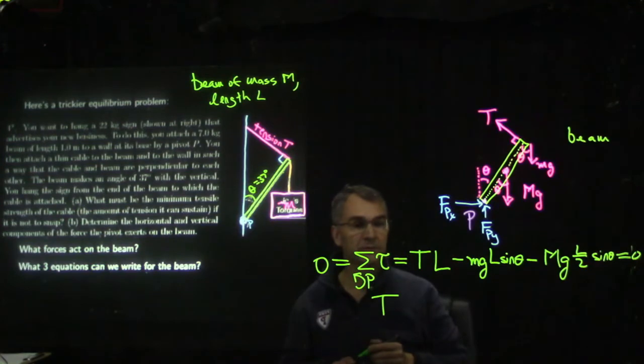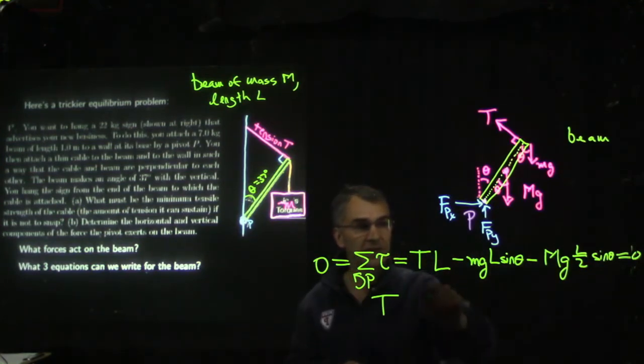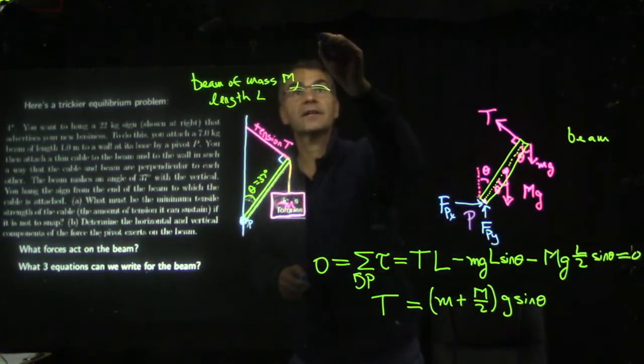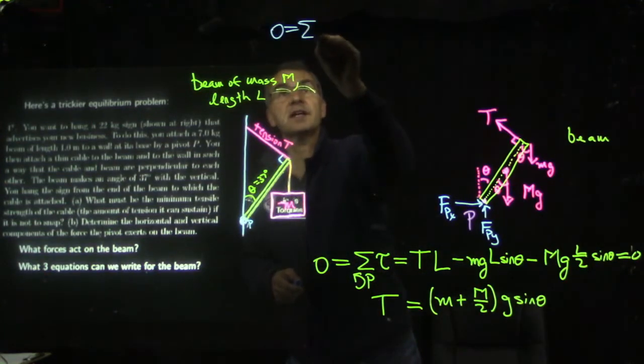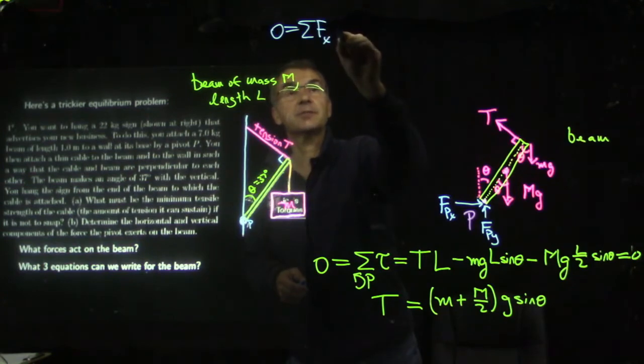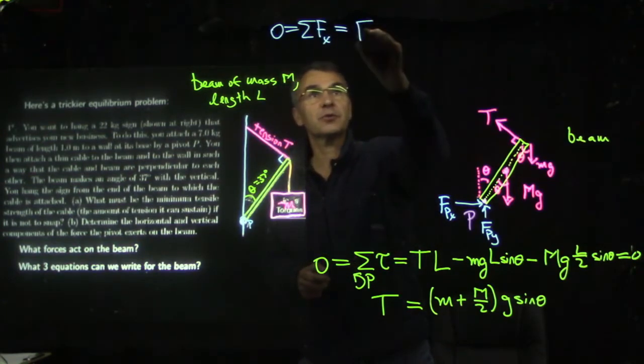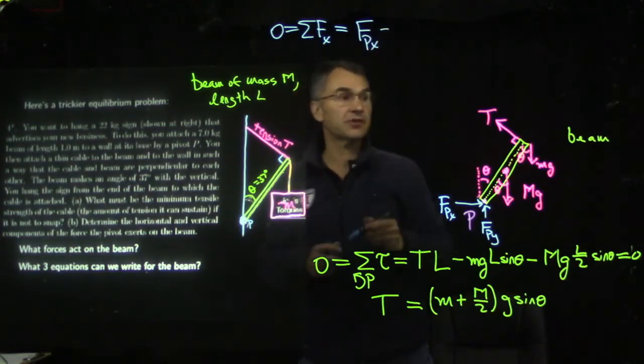All of this adds up to 0. So we can leave the tension on the left side and move these other terms over to the right side. We get the tension equals little m plus big M over 2, times g sine theta. Now we can write that the sum of forces in the x direction acting on the beam is 0. To do that, it might be helpful to decompose. If we want to do right minus left, it might be helpful to decompose the tension.